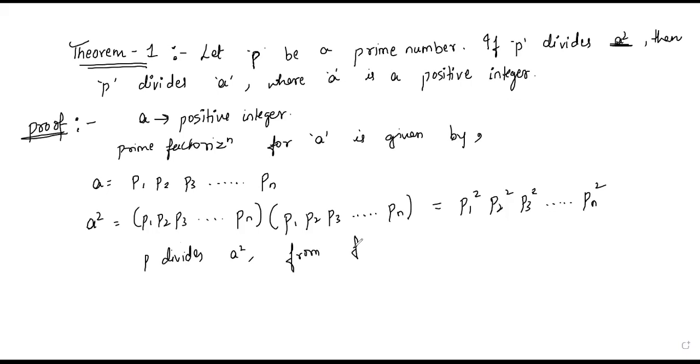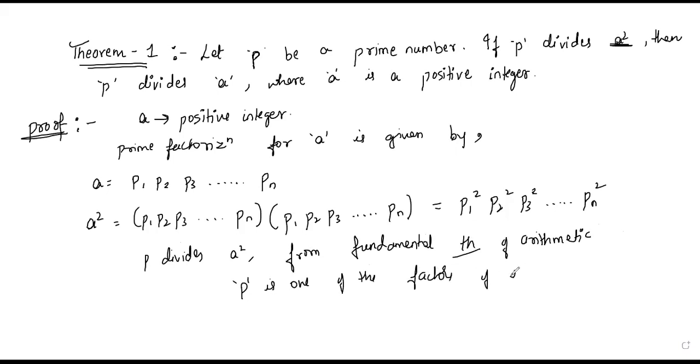From the fundamental theorem of arithmetic, P is one of the factors of A square. Did you understand this? For example, I'll give you an example for this. Let's say A is equal to 24.